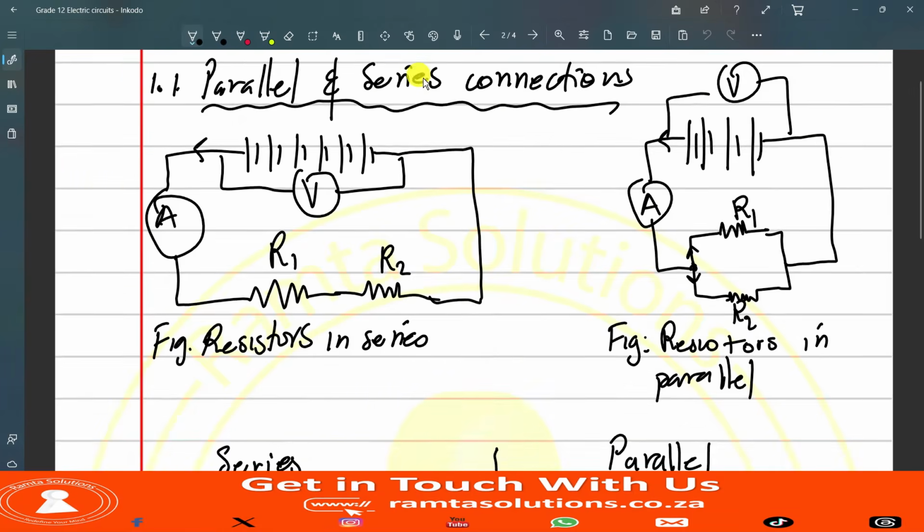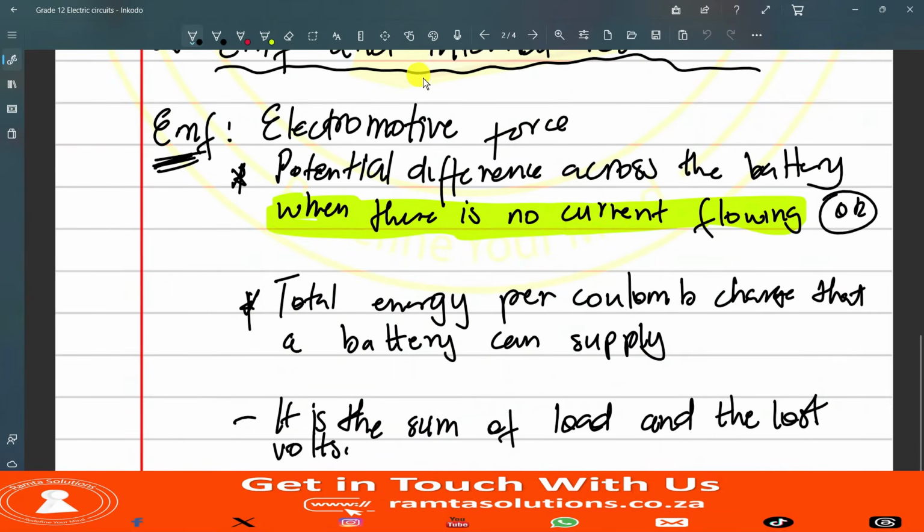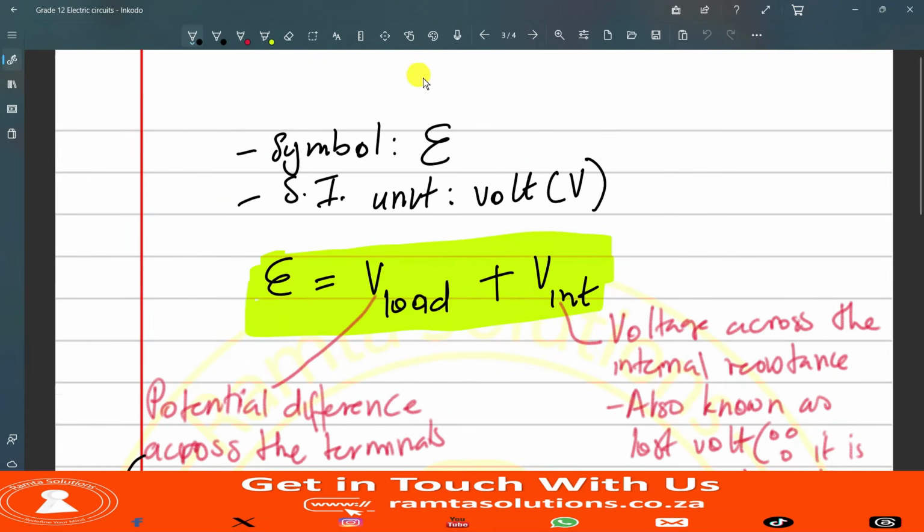I want you to add further information here. Maybe let's add it here. It is constant. Okay, this Emf remains the same throughout.